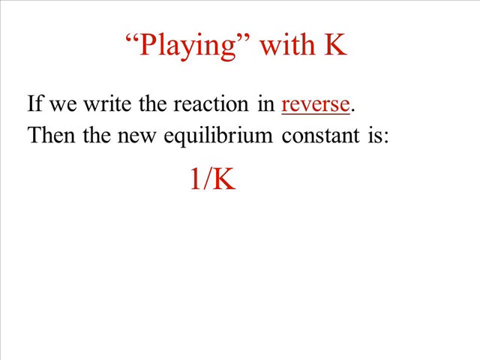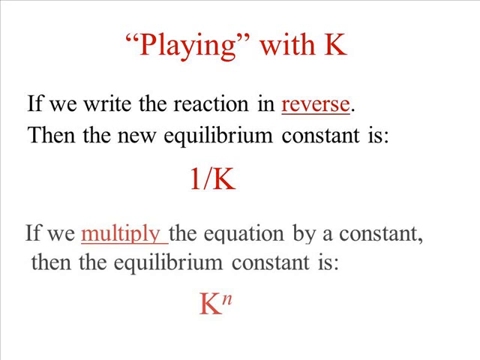Playing with K. By playing, we mean using it in a situation similar to Hess's law, where you are finding the K of a reverse reaction or something where you have multiples of the coefficient. When you write a reaction in reverse, you don't take the negative of it, you take the inverse of it. So if you reverse the reaction, the K is inverted. And if you multiply the equation by some constant, you don't multiply the K by that, you raise it to that power.